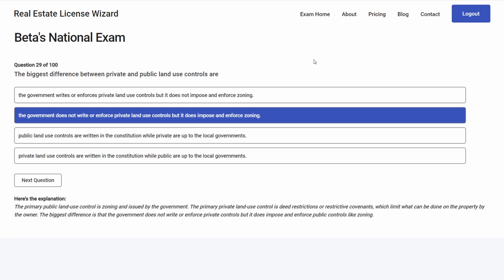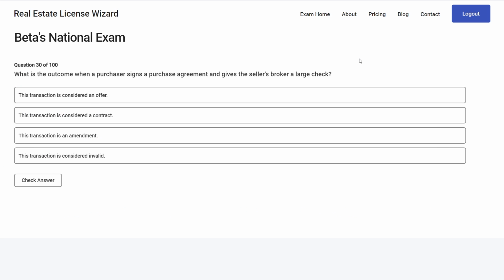So obviously, as I was just saying, the explanation just states the same thing. But the biggest difference, the key takeaway, is that the government does not write or enforce private controls, but it does in fact impose and enforce public controls like zoning. So if a private land use control is made by somebody, the government's not going to come in and enforce that. No, that's completely up to the individual or the private party to deal with. The government has no say in that kind of stuff. All right, next question. Question 30.